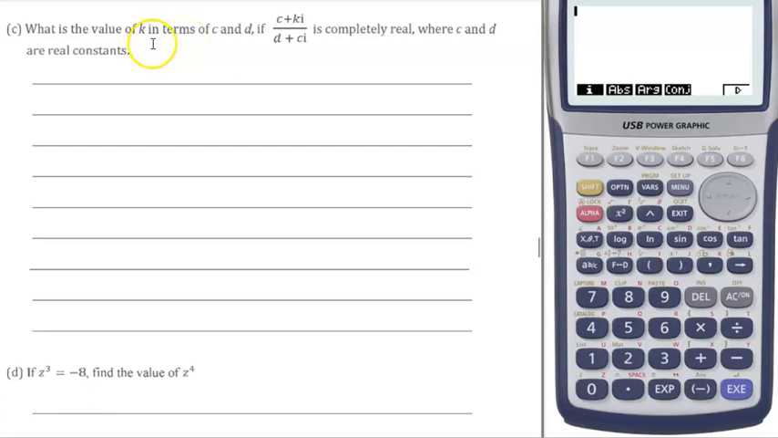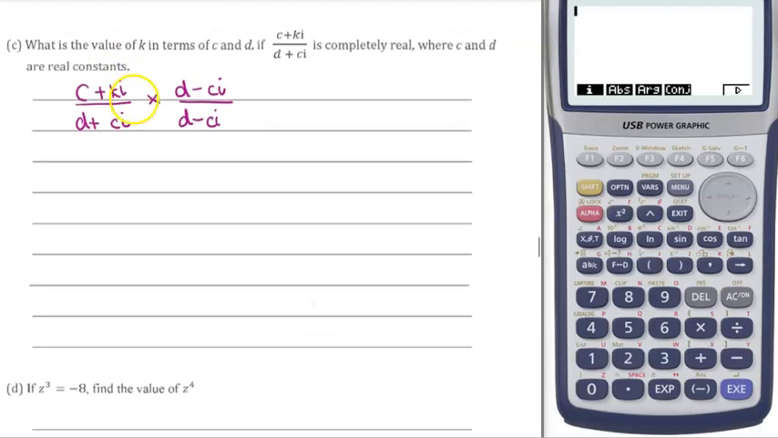Remembering that when we square rooted the minus here, it turned into an i. Okay, so for part C, we want to work out the value of k in this, and that value of k is going to be in terms of c and d. We're not going to be able to work it out as an actual number because we don't have any numbers here. We're told that this thing is completely real, meaning there are no imaginary parts, and c and d are also real constants.